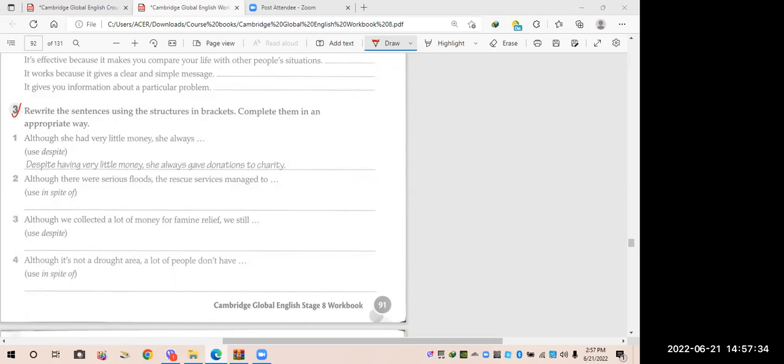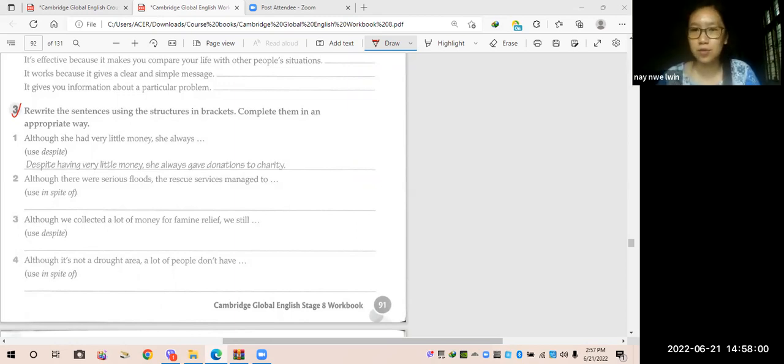In spite of the serious floods, the rescue services managed to save a lot of people. Despite collecting a lot of money for the famine relief, we still don't have enough money to feed the people. In spite of not being a drought area, a lot of people don't have clean water to drink. Okay, thank you.